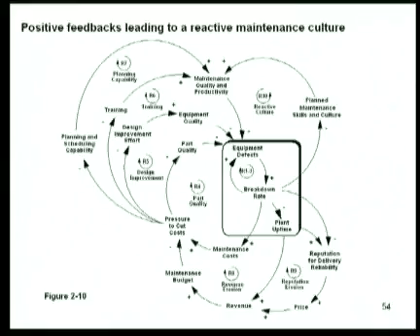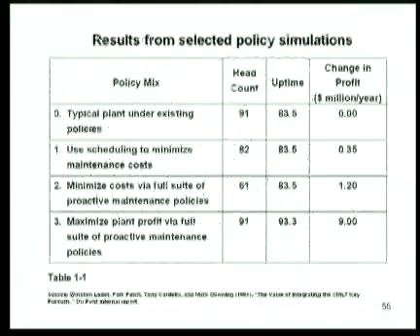So I won't talk through all of them, but you can imagine what's going on here. It's a very complex set of feedback dynamics that are driving the system for DuPont. After they built the simulation, they ran several different policy simulations. They had the typical plant under existing policy. They used scheduling to minimize maintenance costs. They minimized costs via a full suite of proactive maintenance policies. And they maximized the plant profit via a full suite of proactive maintenance policies.